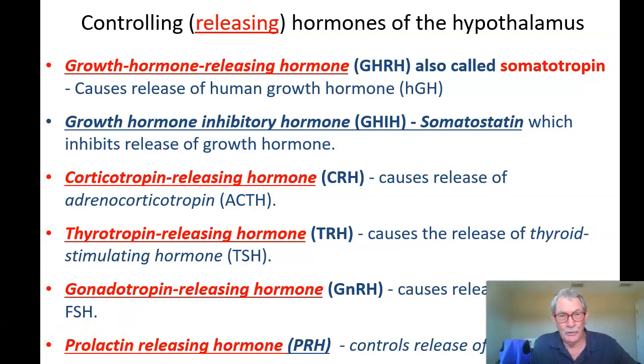Prolactin-releasing hormone will cause you to release prolactin from the anterior pituitary. That causes you to make milk. So these guys we're going to spend more time with in reproduction, but they are stimulated by the hypothalamus. You've got a releasing hormone for each one of them. And then you release those hormones, which are adrenocorticotropic hormone, thyroid stimulating hormone, gonadotropins, there are two gonadotropins, and prolactin, which is milk releasing hormone, basically.